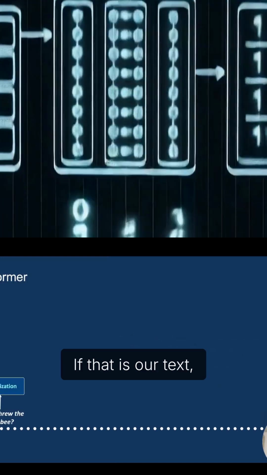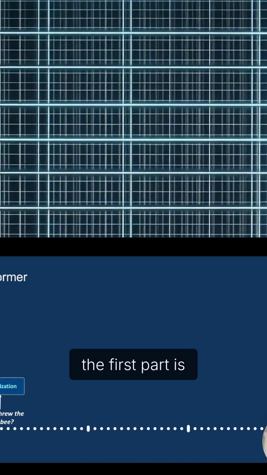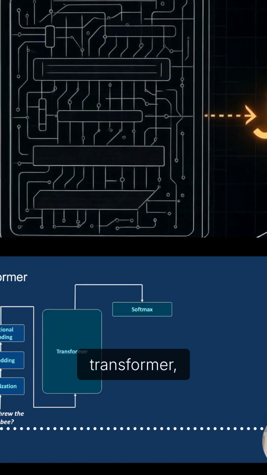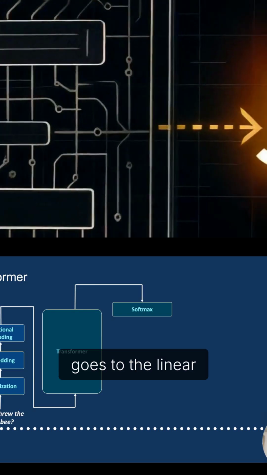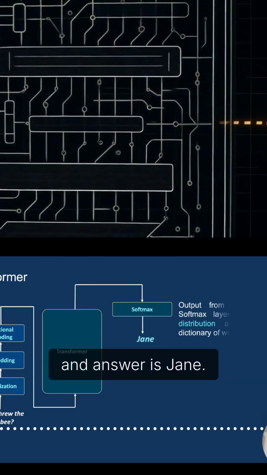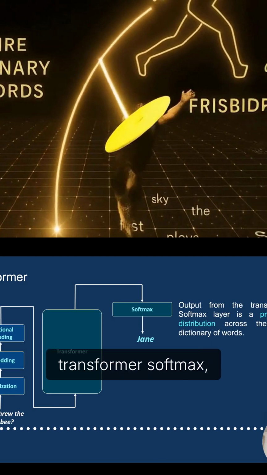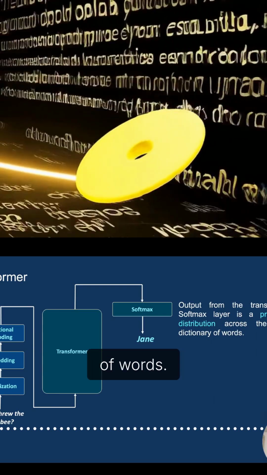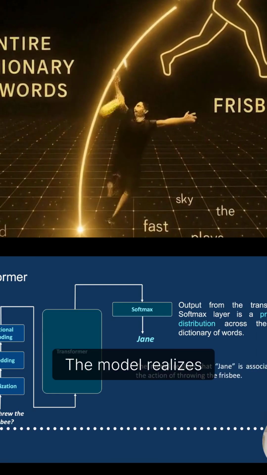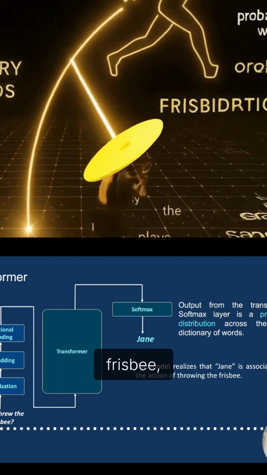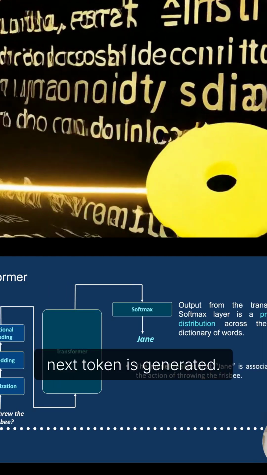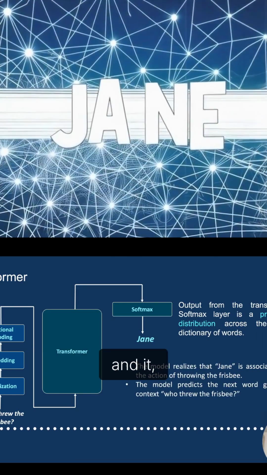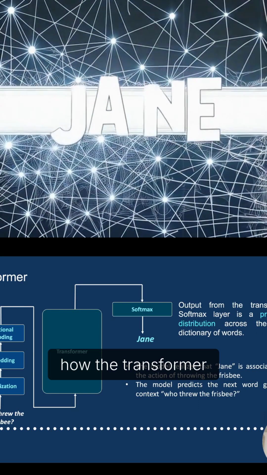So who threw the frisbee? If that is our text, the first part is tokenization, then embeddings, then positional encoding, which goes to the transformer. The output from the transformer goes to the linear layer, then the softmax function, and the answer is Jane. The output from the transformer softmax layer is a probability distribution across the entire dictionary of words. The model realizes that Jane is associated with the action of throwing the frisbee, and that's how the next token is generated. The model predicts the next word given the context, who threw the frisbee, and the answer is Jane. That is how the transformer works.